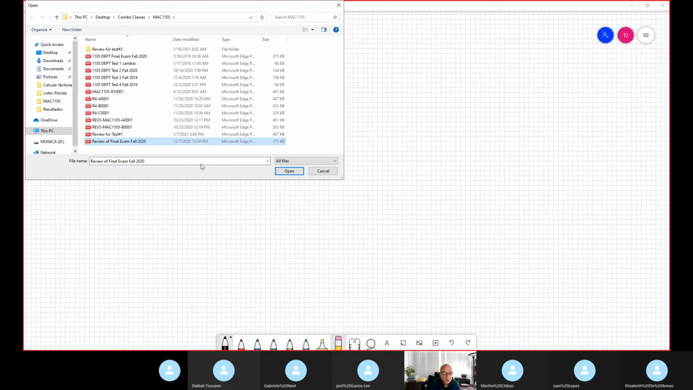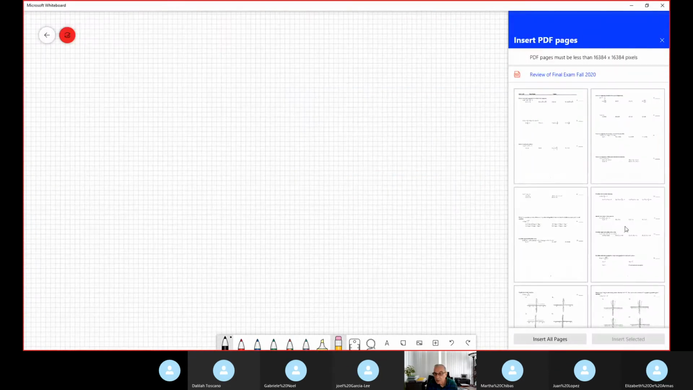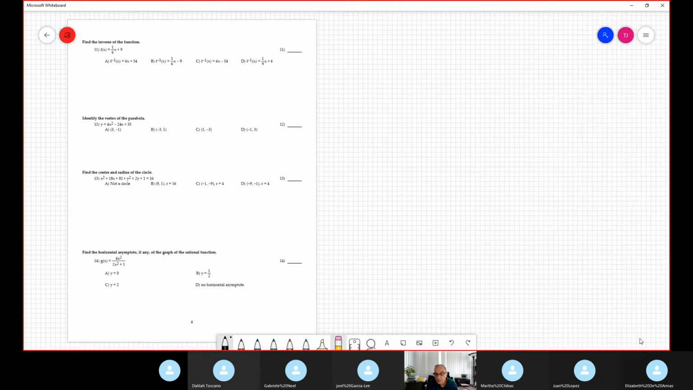Okay, let me review this file. We are doing this page now. Number 11. Number 11 says, find the inverse function of this. So one function is given: 1 over 6x plus 9. And they want you to find the inverse. So the goal is to find the inverse. Okay, for finding the inverse, I propose the following strategy. You replace immediately f of x with y.